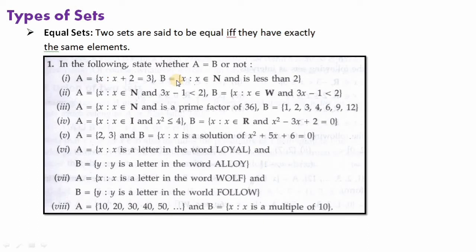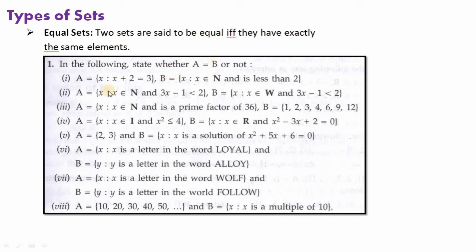Now B is a set containing element x, where x is a natural number which is less than 2. And what is the natural number which is less than 2? It is only 1. So that's why B is also a singleton set, and in this set we have element 1, and in this set also we have got element 1. So that's why we say A and B are equal, because they have exactly the same elements, isn't it?